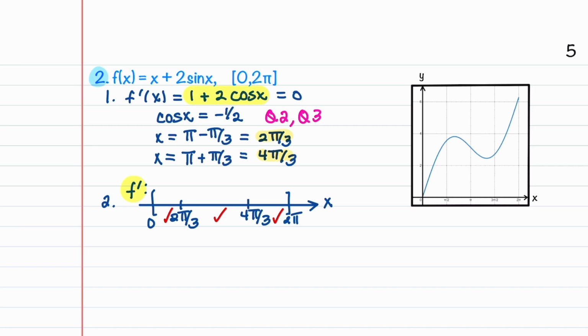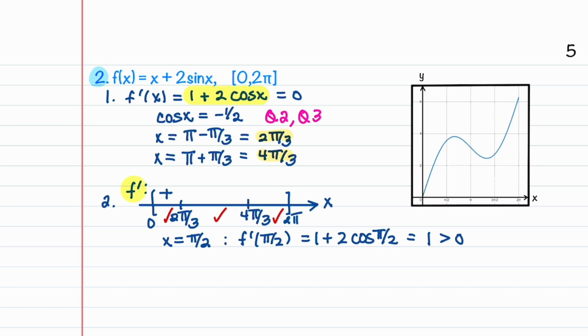For our leftmost interval, I am going to choose the easiest value I can think of, and that is x is equal to pi over 2. So f prime at pi over 2 is 1 plus 2 times cosine pi over 2. Cosine pi over 2 is 0, so we just get a value of 1. And that is greater than 0, so I'm going to come up here to our graph and put a plus.